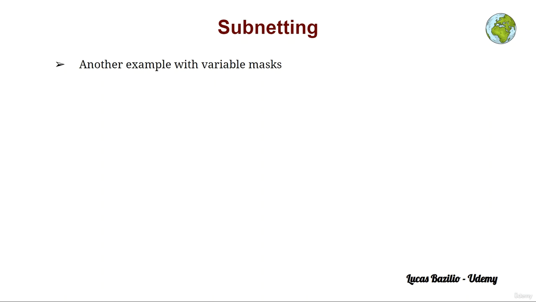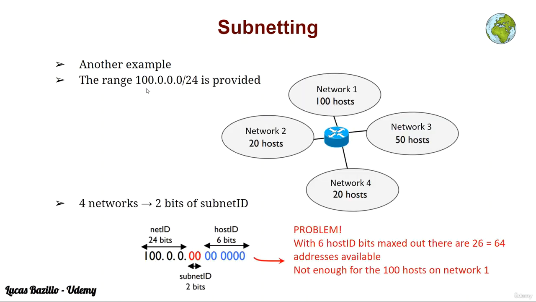So this is going to be very important. Suppose we are given this range of IP addresses. We have here this mask 24, this original mask, and we have 4 networks, this networking configuration. Network 1 needs to have 100 hosts, network 2 20, network 3 50 hosts, and network 4 20, right?